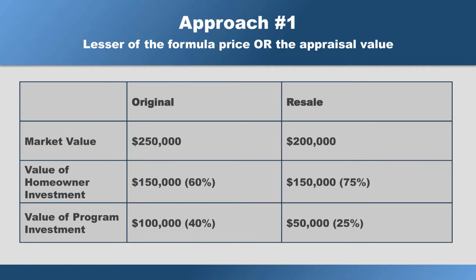So you can see that the homeowner's investment remained constant in dollars, but grew as a proportion of the total market value, from 60% to 75% when the market price fell from $250,000 to $200,000. The program's original investment, on the other hand, went from $100,000, or 40% of the total market value, down to only $50,000, or 25% of the total market value at resale.